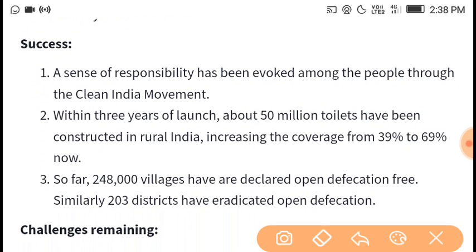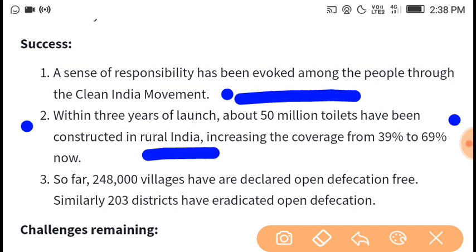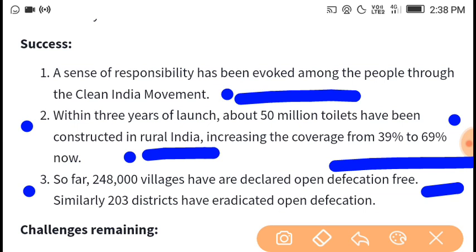Success: a sense of responsibility has evolved among the people through the Clean India movement. Within 3 years of the launch, about 50 million toilets have been constructed in rural India. So 5 crore toilets have been constructed in rural India, increasing the coverage from 39% to 69%. So far 2,48,000 villages are declared open defecation free. Similarly, 2,203 districts have eradicated open defecation.